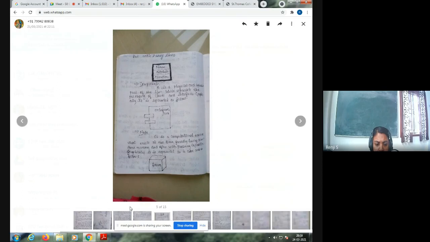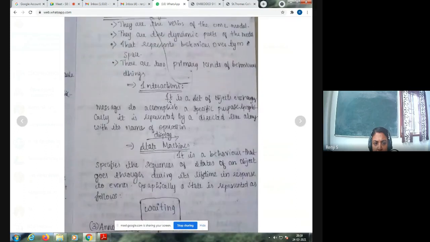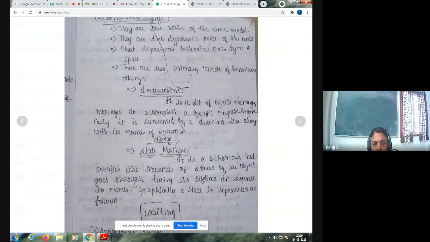So things can be classified into structural things. The next is the behavioral things. Behavioral things are the verbs of the UML model. Verbs are the action. So any action performed by the system is called the behavior of the system.